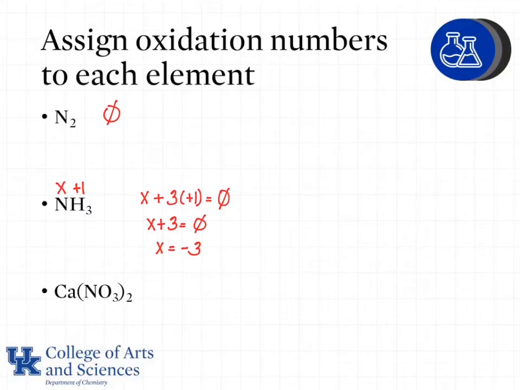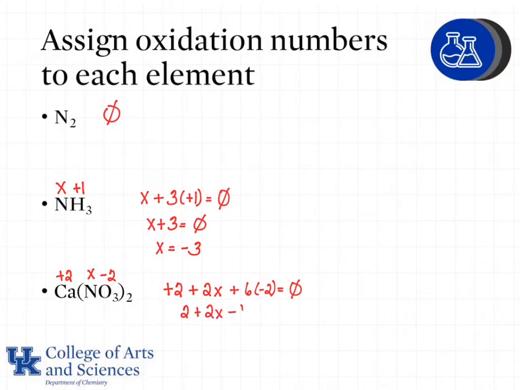Calcium nitrate is our next example. Calcium is a metal, so it will have an oxidation number of +2, which is the same as its ionic charge in a compound. Nitrogen is again our unknown, and oxygen is a -2. We can set up our equation with +2 plus 2 times X because there are 2 nitrogens, plus 6 times -2 because there are 6 oxygens. The sum of these oxidation numbers will equal 0.